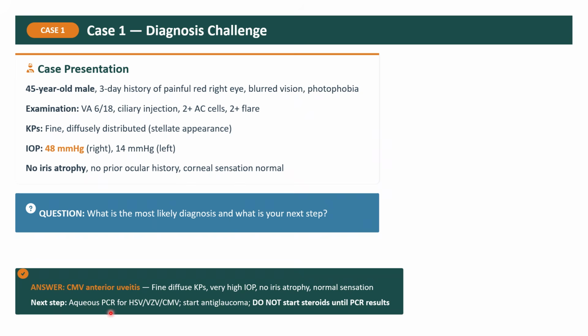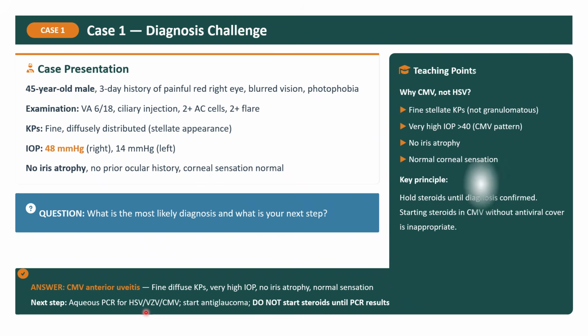So the next step should be a PCR to exactly rule out other viruses, because we want to decide if it is cytomegalovirus. We will use a combination of steroids and antiviral treatment. And as we said before, never start steroids alone without antiviral cover, especially in cytomegalovirus. So these are the very important points. As I said, fine satellite KPs, intraocular pressure very high in cytomegalovirus, more than 40, and no iris atrophy. So most likely this is a case of cytomegalovirus anterior uveitis.